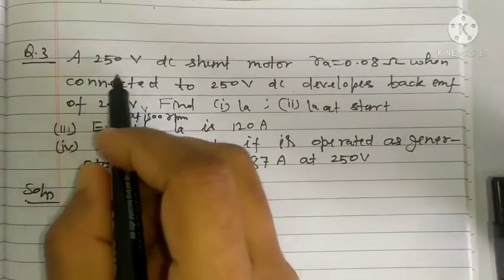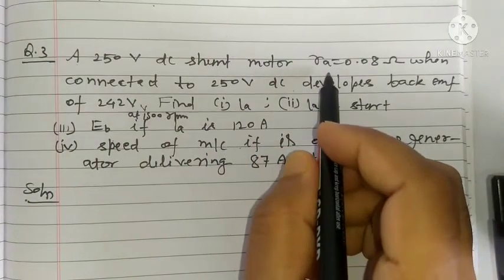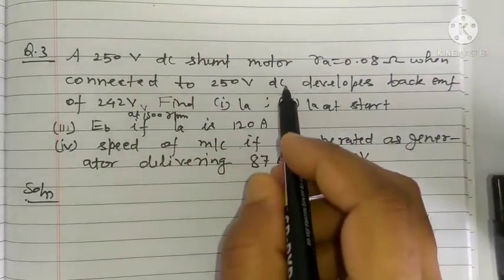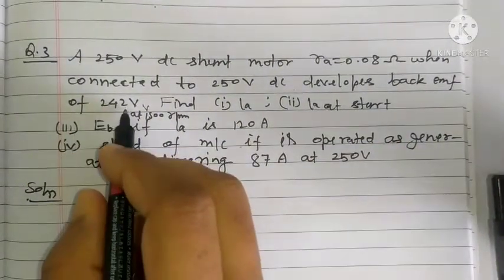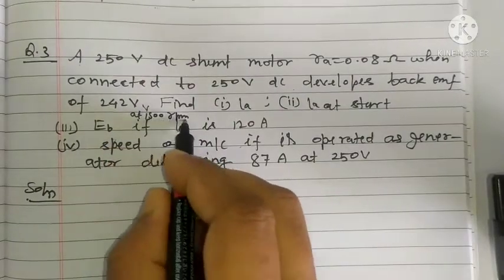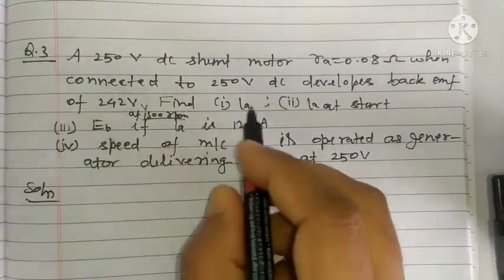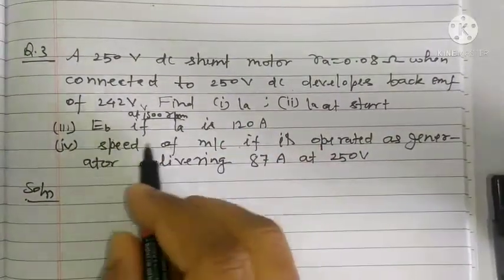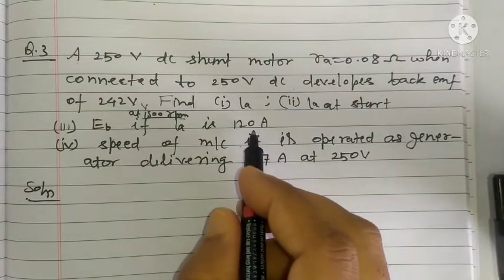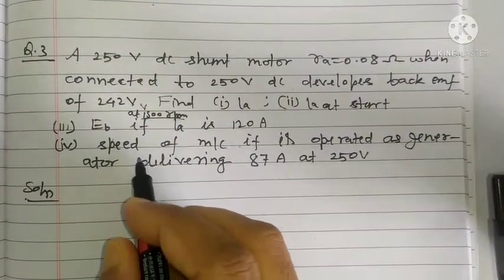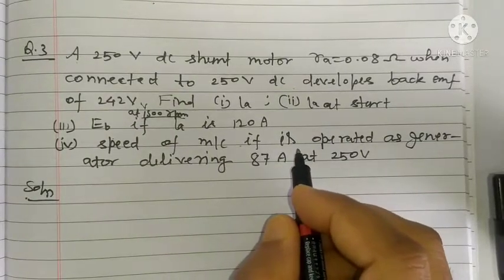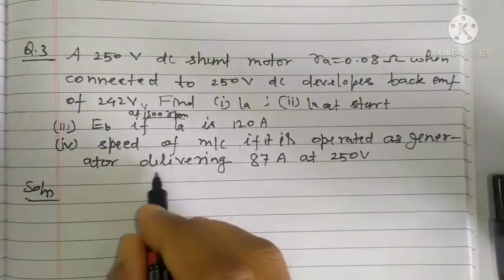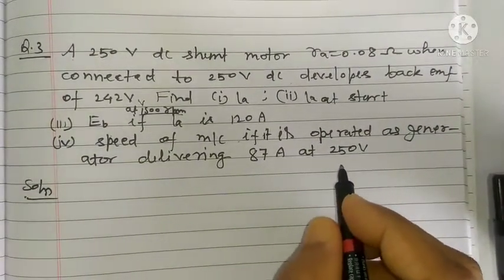The numerical is given: a 250 volt DC shunt motor with armature resistance of 0.08 ohm, when connected to 250 volt DC, develops a back EMF of 242 volt at 1500 rpm. Find armature current at start, back EMF if armature current is 120 ampere, and speed of the machine if it is operated as a generator delivering 87 ampere at 250 volt.